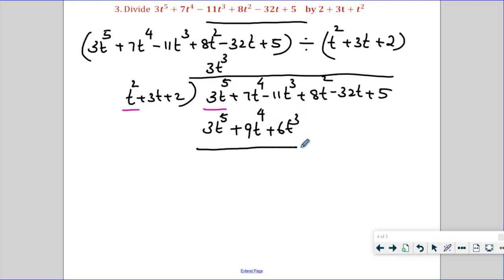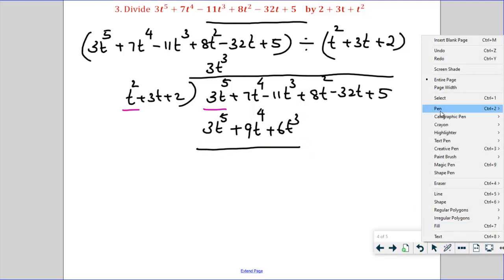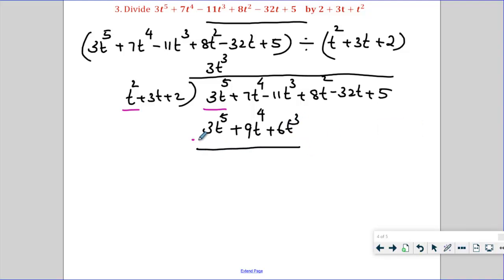Now we have to subtract. Interchange the sign: plus becomes minus, plus becomes minus, plus becomes minus. Now the first term, 3t power 5 minus 3t power 5, both will cancel. Now the next term, the variable is t power 4. First we can write t power 4. Now here plus 7 minus 7, both signs are different, so we have to subtract. 9 minus 7 is 2 and the symbol is minus.